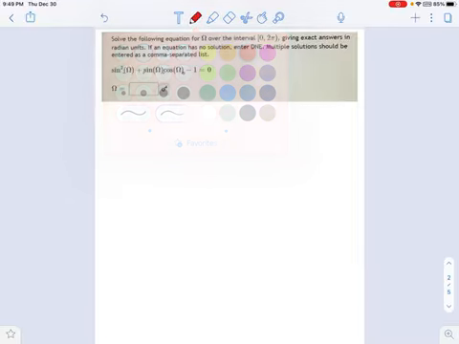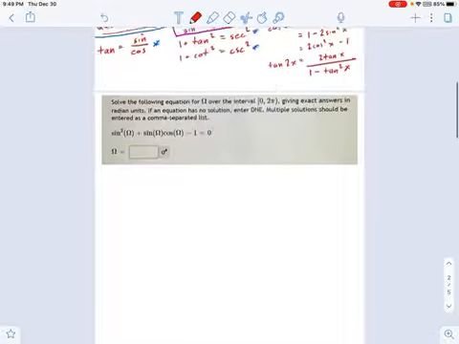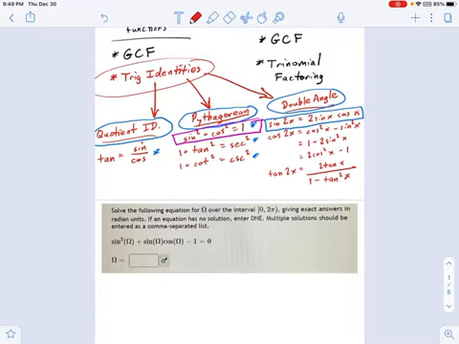I'll wait. Spoiler, right? You can't factor this. There's no greatest common factor. There's no way you can factor it like a trinomial. You could waste a lot of time trying, but you're not going to get anywhere. This one requires the use of trig identities to solve.